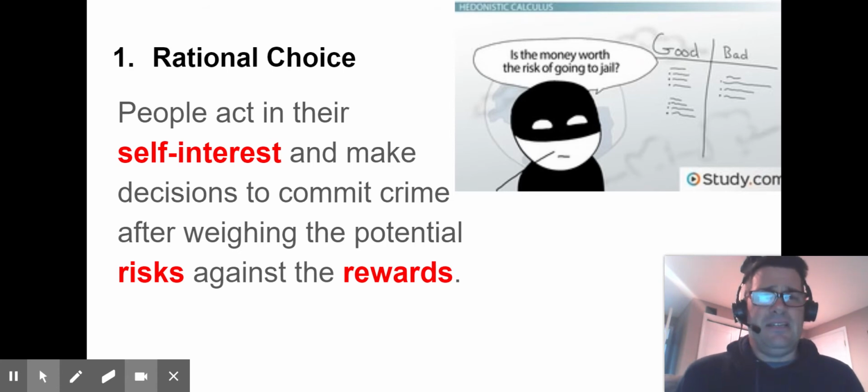But it's a simple idea: rational choice, self interest. If I steal this, this is good, I'll do it. All right.